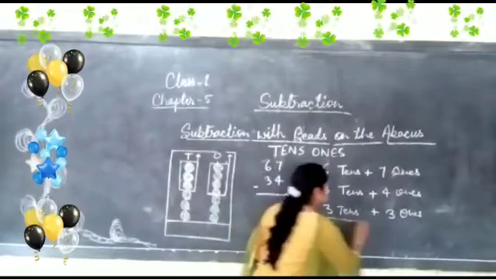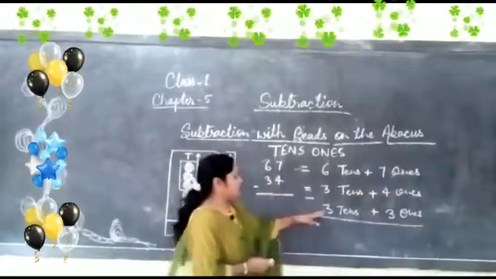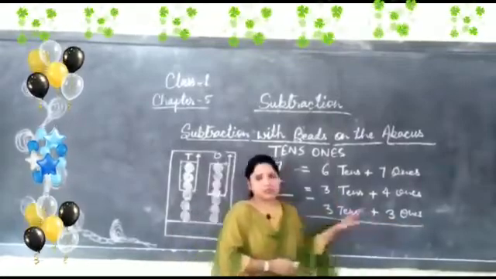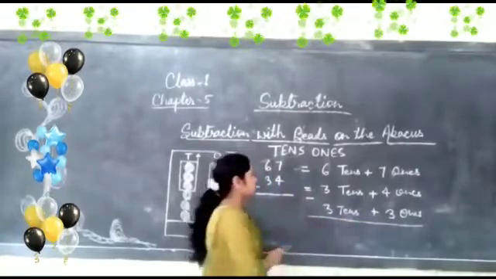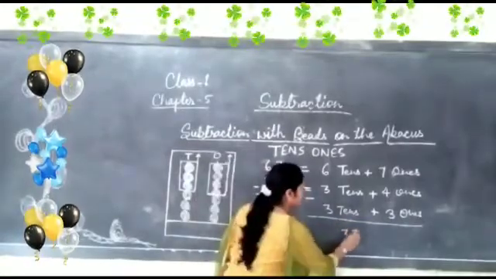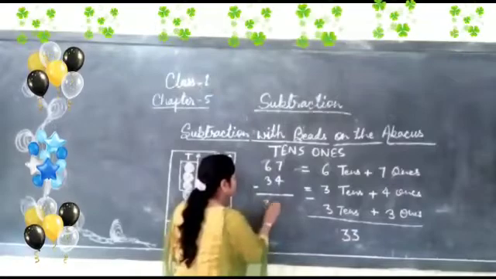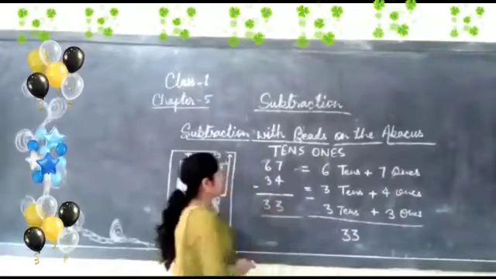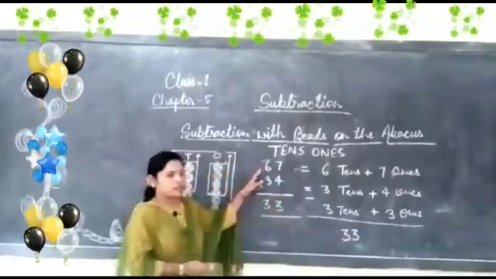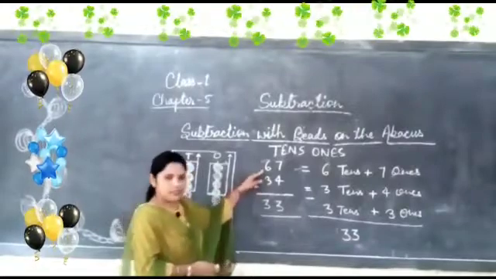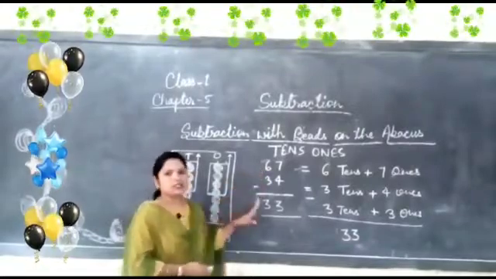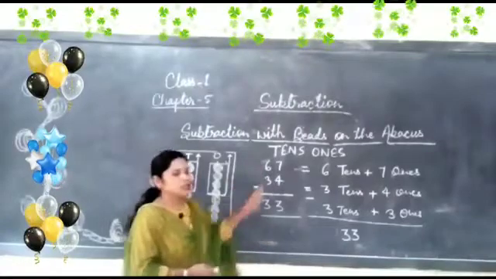Now you can see here 3 tens plus 3 ones. 3 tens plus 3 ones becomes 33. Now we can write here 33. So this is the answer. After subtracting 34 from 67 we get 33. So this is how we can subtract using the abacus.